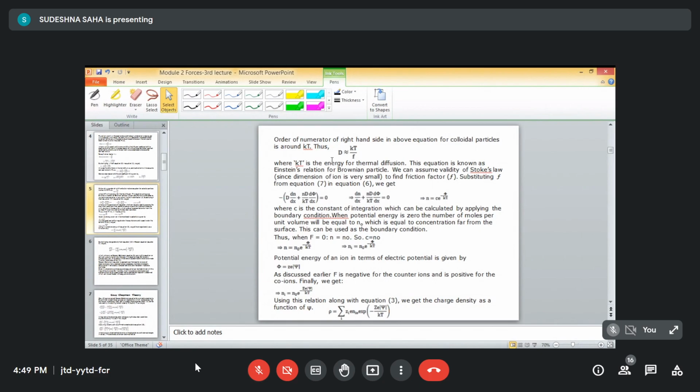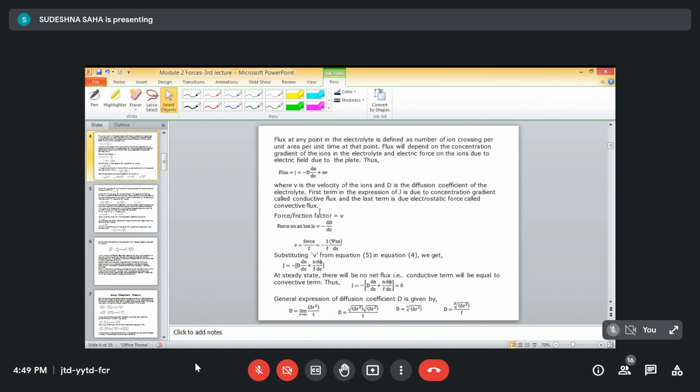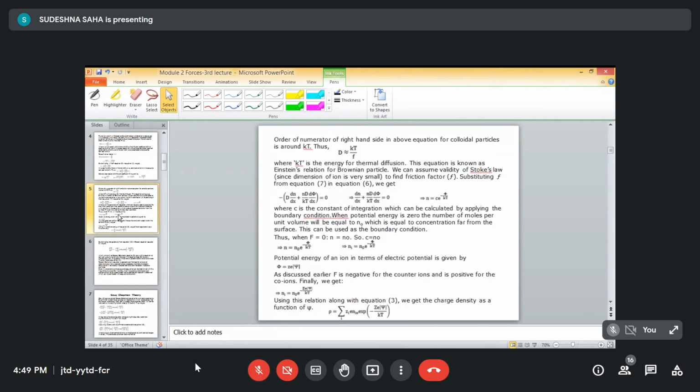If you substitute f from here into the other equation and simplify it, I forgot to number the equations here, but if we replace f with kT by D, then you will obtain this equation. So this equation will become minus D dn/dx plus nD divided by kT d phi/dx equals 0.